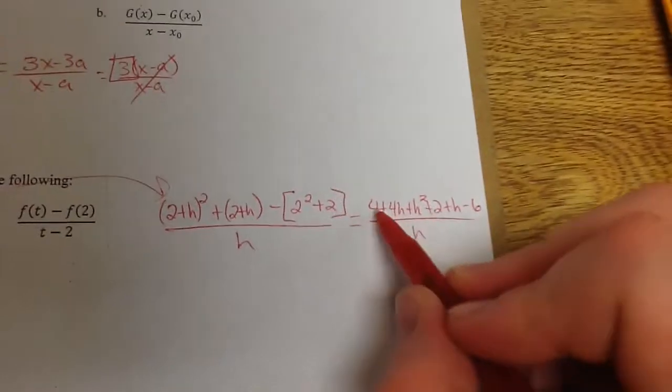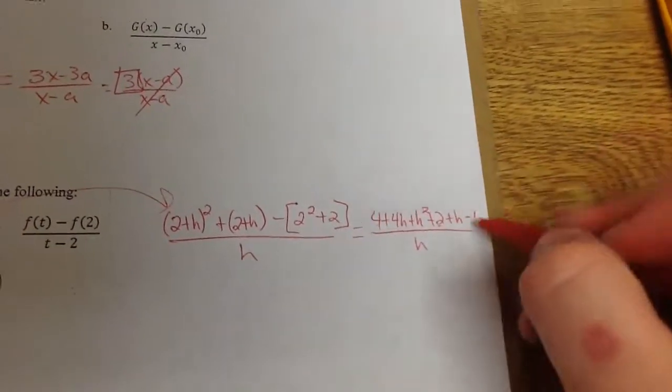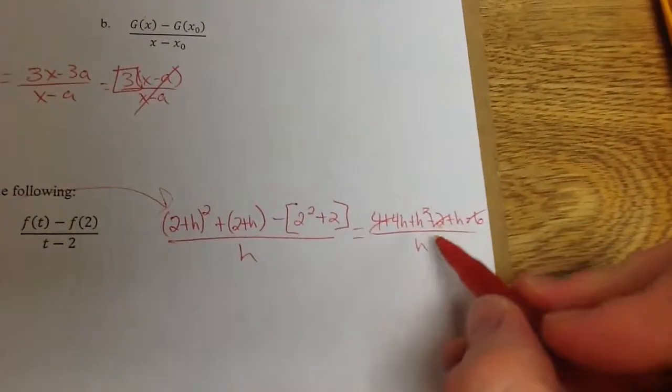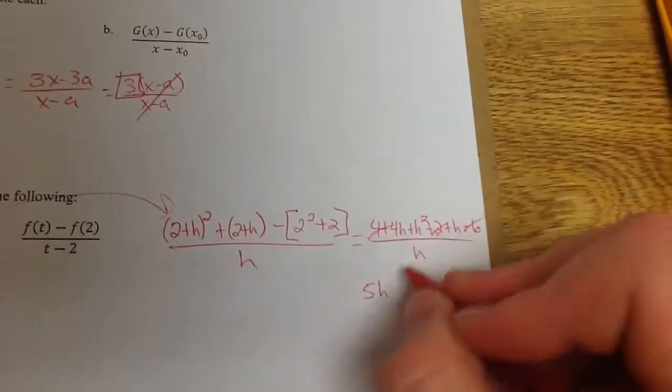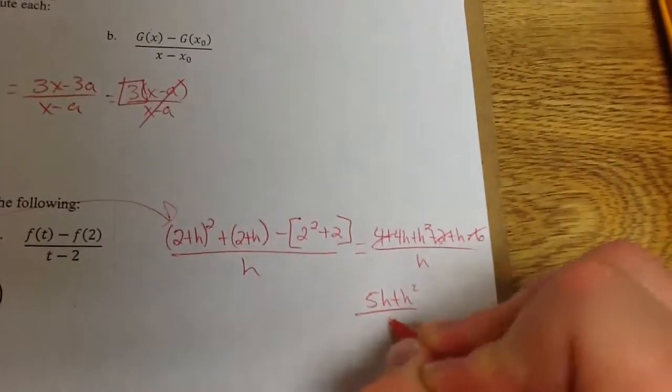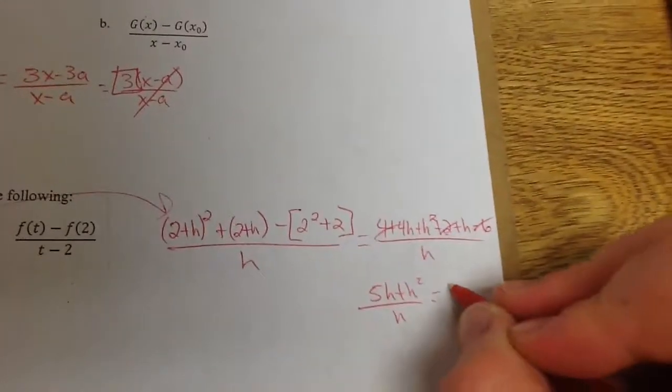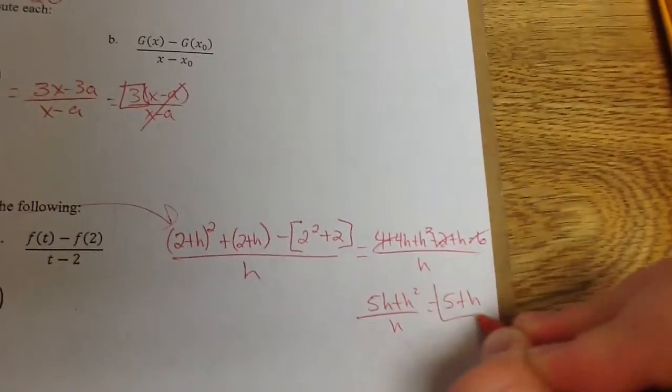Combine like terms. 4 plus 2 is 6, minus 6 is 0, so I don't need any of those. We've got a 4h and an h, that's 5h plus h squared over h. Divide out an h, and you get 5 plus h as your answer.